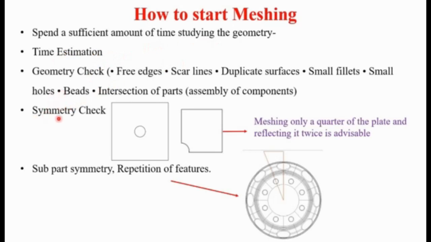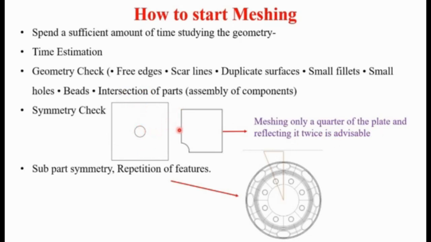Okay, then again we have to check the symmetry of the object. Suppose this is an object, a square plate having a hole at the center, and we have to analyze it here. So therefore we have to consider meshing only on a quarter of the plate. So this first quarter, we will consider this first quarter.